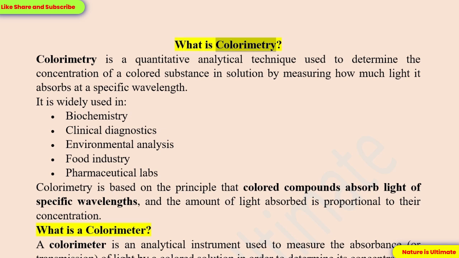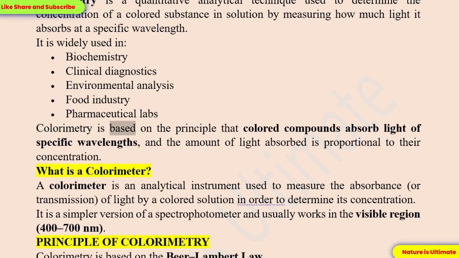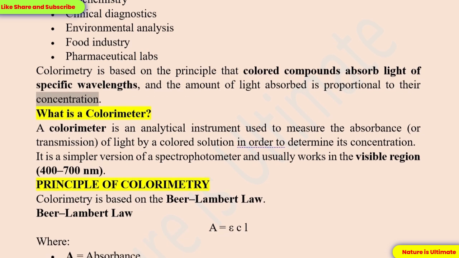What is colorimetry? Colorimetry is a quantitative analytical technique used to determine the concentration of a colored substance in solution by measuring how much light it absorbs at a specific wavelength. It is widely used in biochemistry, clinical diagnostics, environmental analysis, food industry, pharmaceutical labs. Colorimetry is based on the principle that colored compounds absorb light of specific wavelengths, and the amount of light absorbed is proportional to their concentration.